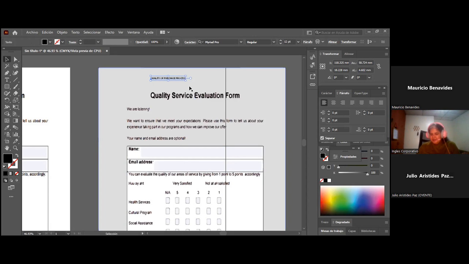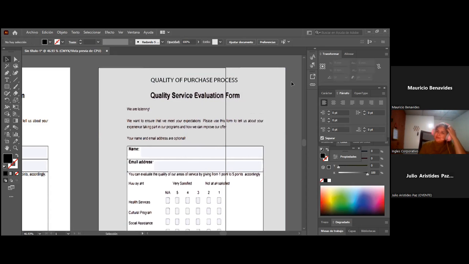Scroll down, let me see more. This is only a template. It is a template only. Yes. We do a new one. But we can keep the quality service evaluation form and it is okay.